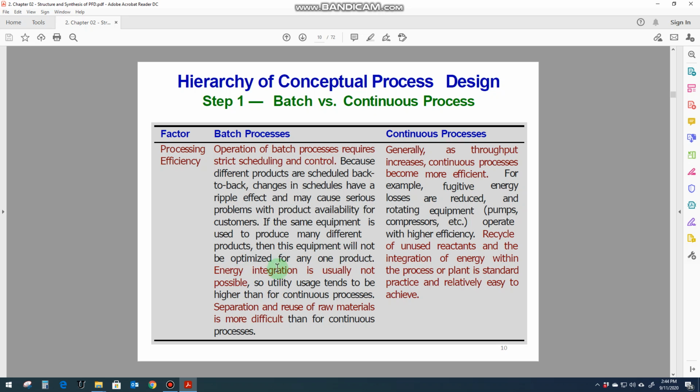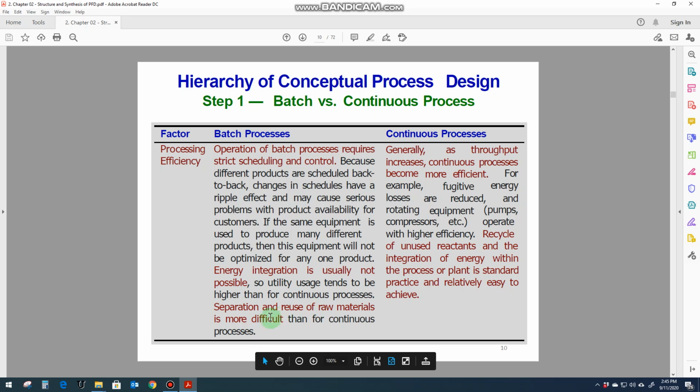Then energy integration is usually not possible, so utility usage tends to be higher than for the continuous process. Now, in the batch processes, we have to generate different chemicals at different times, so energy integration is usually not possible, and we have to provide some more energy to the equipment at different times, and we have to compromise on the energy utilization in the batch processes.